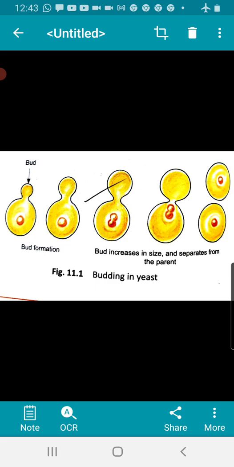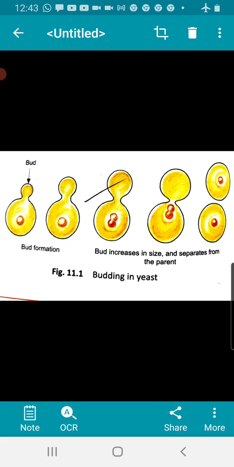So the yeast will grow and develop. This method is called budding. In budding, the small bulb-like projection coming out from the yeast cell is called a bud. The bud gradually grows, gets detached from the parent cell, and forms a new yeast cell.